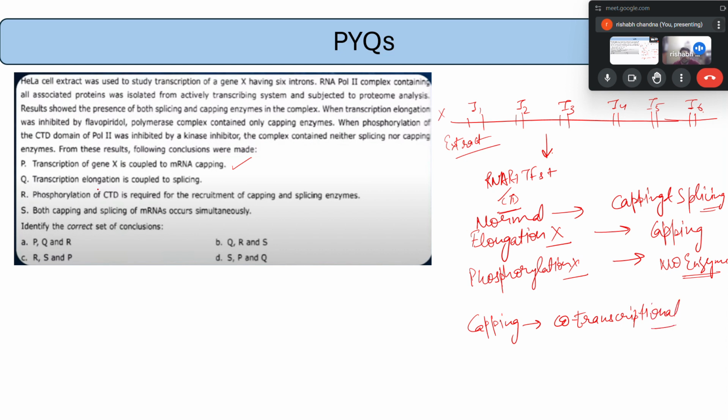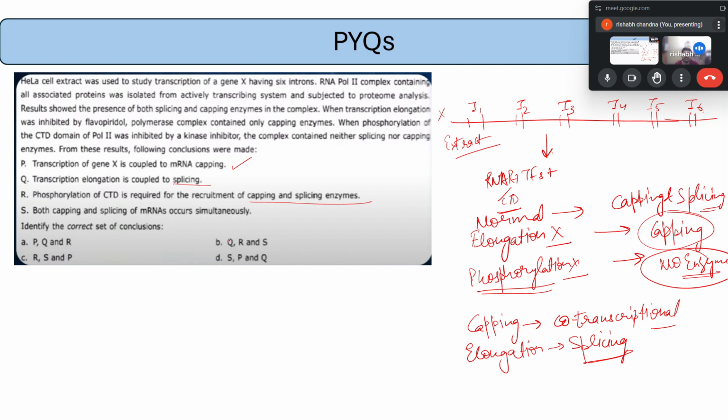Then we have transcription elongation is coupled to splicing. Yes. When elongation was stopped, only the capping enzymes were present, but not the splicing enzyme. So this shows that elongation can be coupled to splicing. So splicing is also co-transcriptional basically. Then phosphorylation of the CTD is required for the recruitment of both capping and splicing enzymes. Yes, because when phosphorylation was inhibited, no enzyme was recruited, neither for splicing nor for capping.